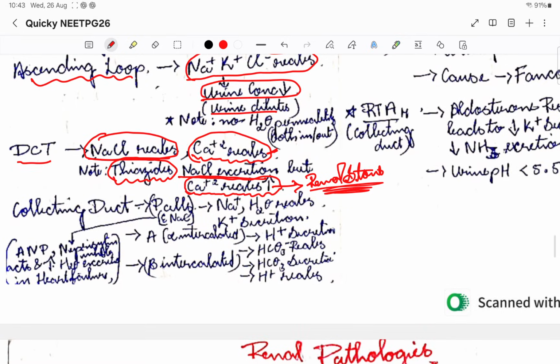Okay, coming to the collecting duct, there are three kinds of cells: P cells, the principal cells, A cells, and the beta intercalated cells.